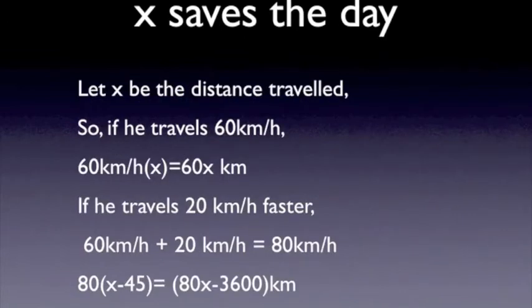X saves the day. Let x be the distance traveled. So if we travel 60 km per hour, 60 km per hour times x, which is distance, equals 60x km. If it travels 20 km per hour faster, 60 km per hour plus 20 km per hour equals 80 km per hour. So 80 times (x minus 45), which equals 80x minus 3600 km.